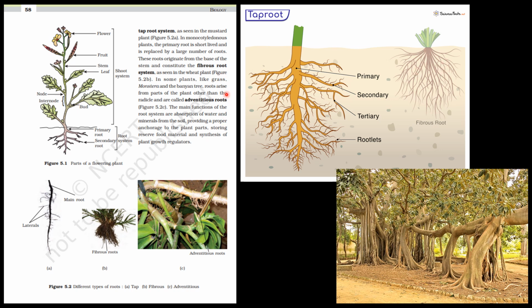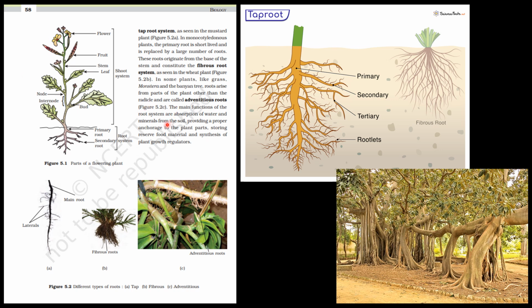Another type is adventitious roots, in which the roots arise from parts other than the radicle. The roots arising from other parts other than the radicle are called adventitious roots. Look at this. In the case of the banyan tree, the roots arise from the main axis, the main stem portions. We can see the roots arising, and that will give support.